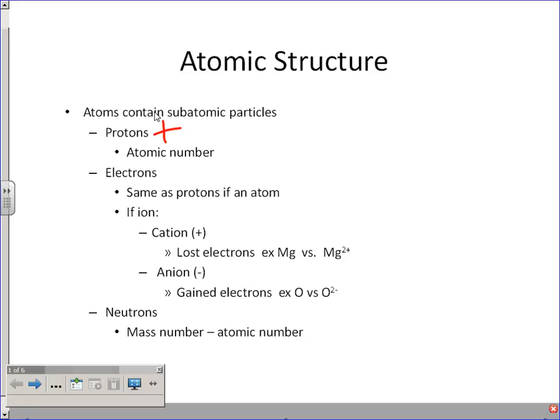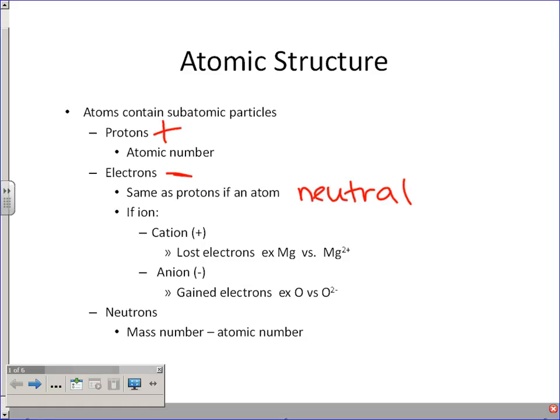The electrons are negative. If it is an atom, meaning it's a neutral particle, meaning it doesn't have a charge, then the number of electrons is the same as the number of protons. So a neutral atom of nitrogen would have 7 protons and 7 electrons. I'm getting that off the periodic table.